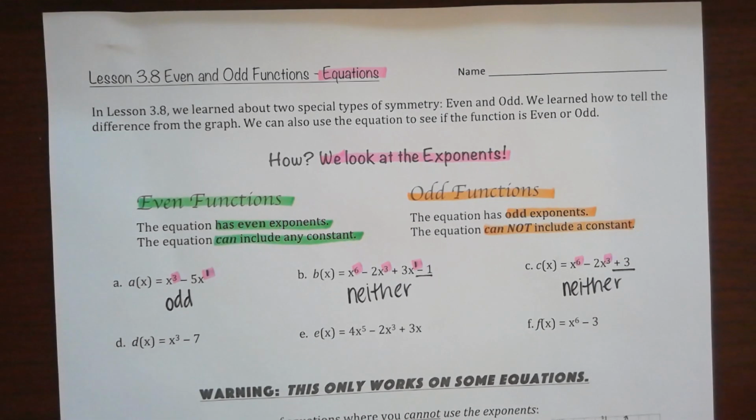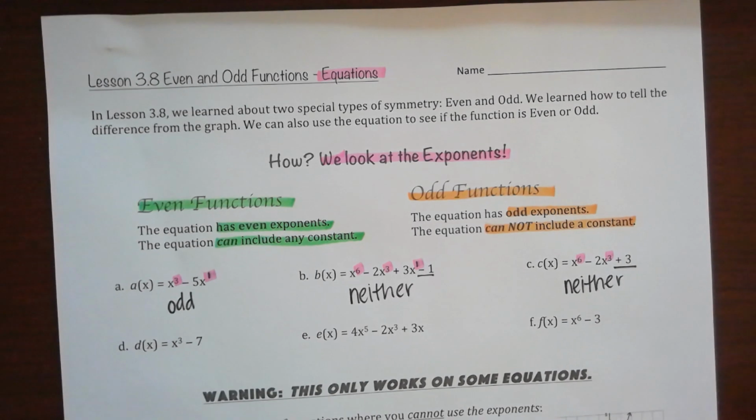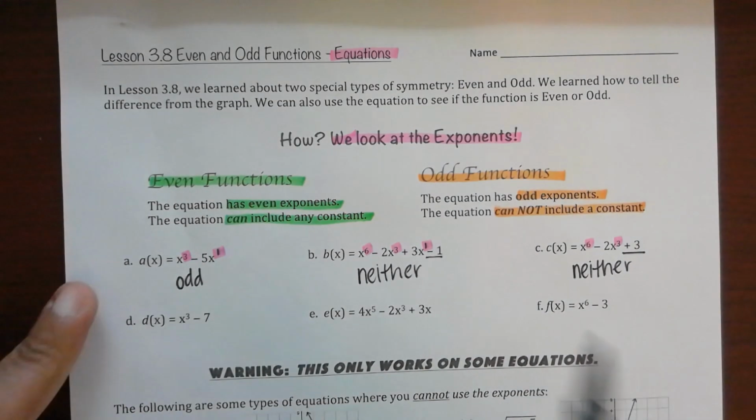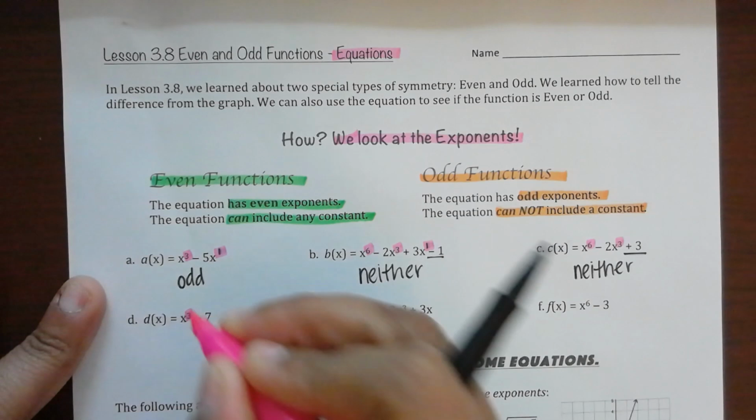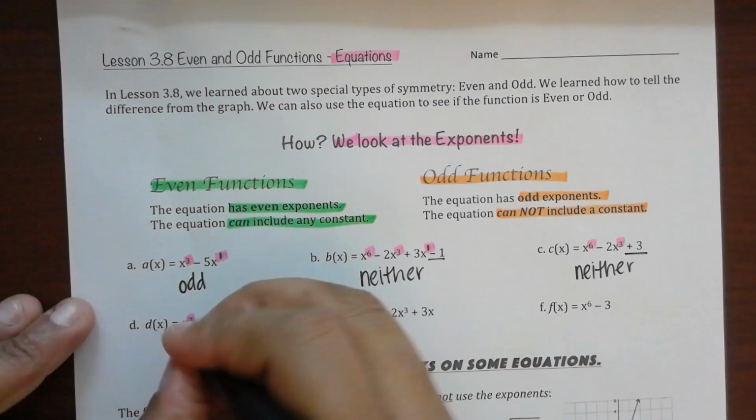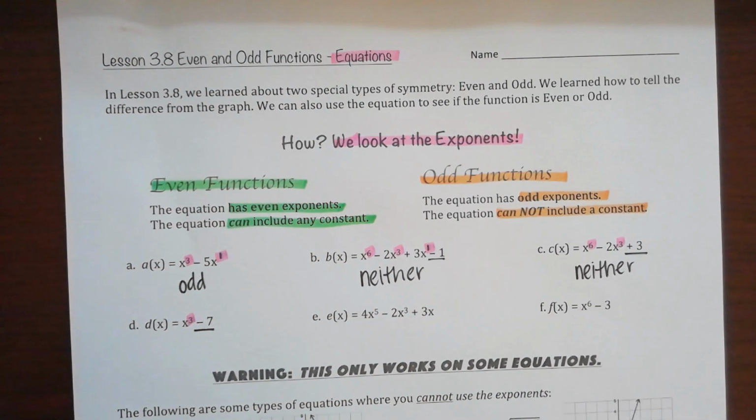Everybody still with me? Everybody good? Looking at D, I have D of x equals x cubed minus 7. What do I need to focus on? The exponent of 3, and then what's also there? A constant of negative 7. Can odd exponents also have constants?